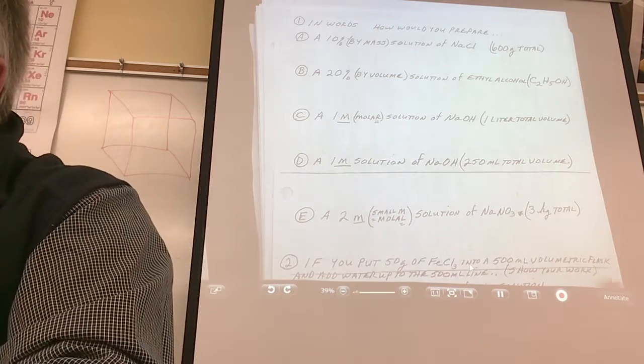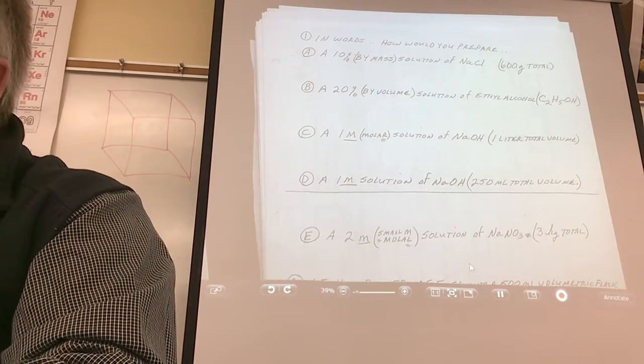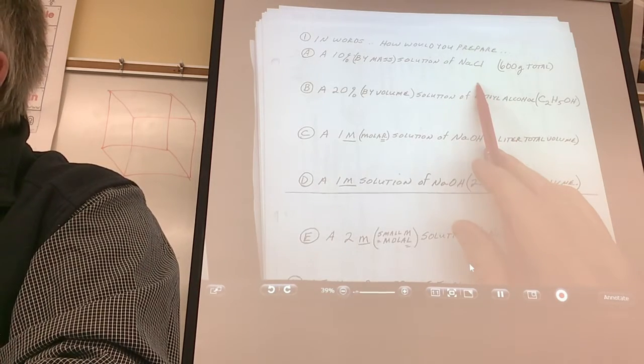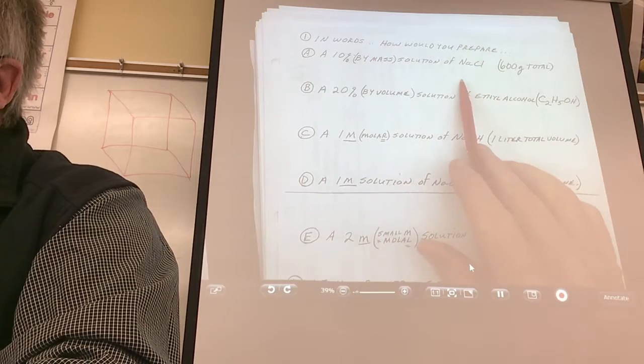All right, so let's get started here. Did we do this one yesterday? Yeah. Do we start it or do we finish it? 40 grams. Okay, 60 grams. Let's go ahead and sit next to somebody.